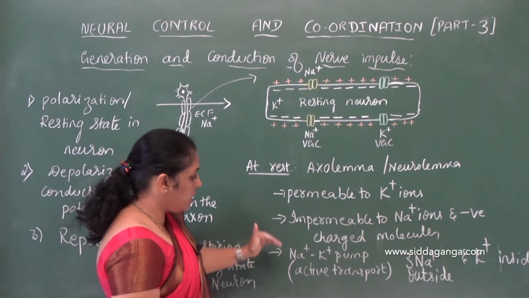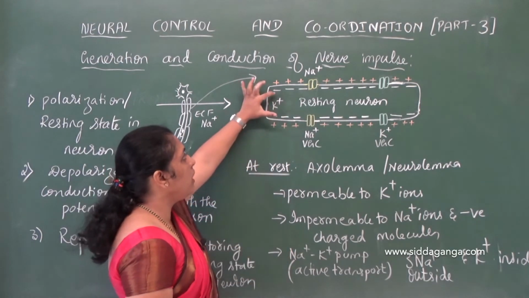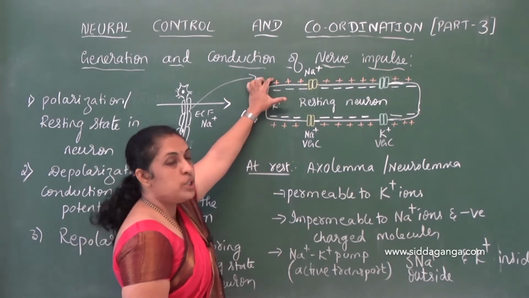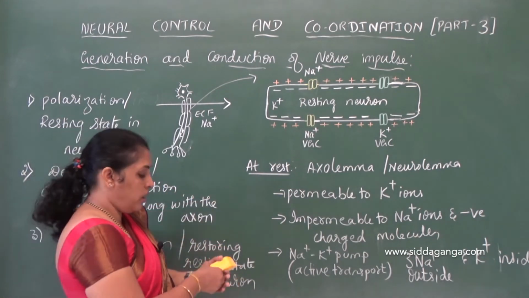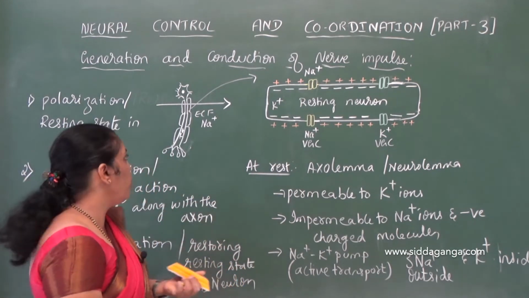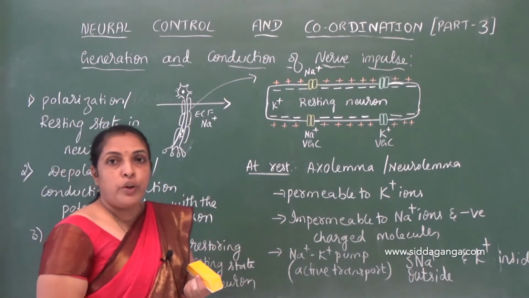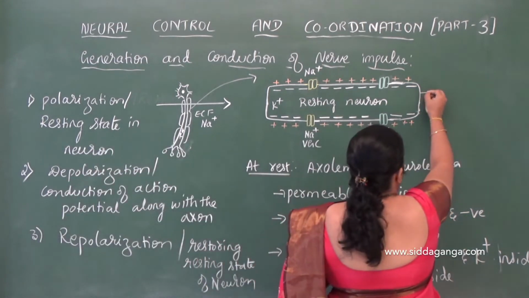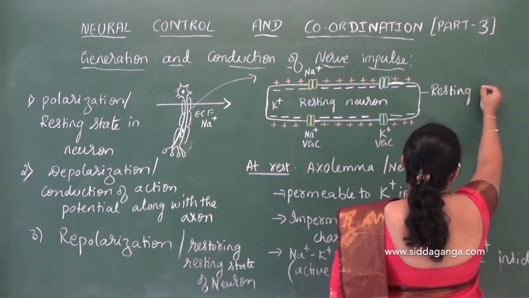So all these conditions help to maintain negative charge inside the axolemma and positive charge outside the axolemma. This state is the polarized state of the neuron. This is the polarized state of the neuron, and the potential difference across this membrane is called resting membrane potential, or resting potential.